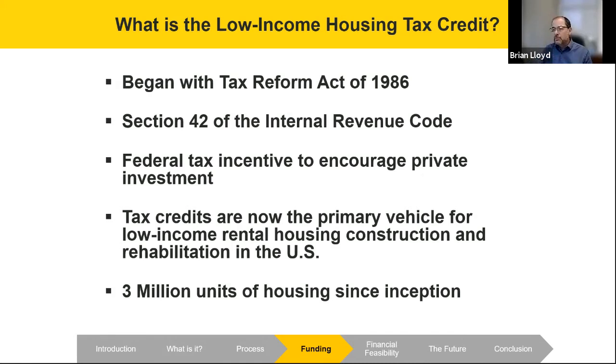So the federal government gets housing, low-income housing production, the affordable housing developer gets capital, and the investor gets tax benefits from the federal government. And since the inception of the program, over 3 million units of housing have been produced.